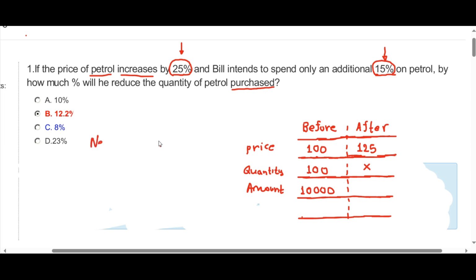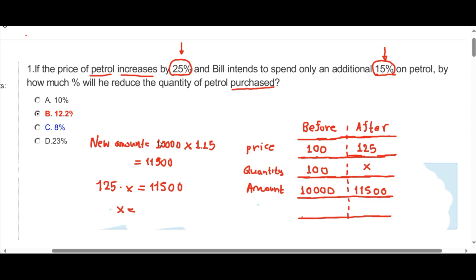But I know that the new amount that I pay is 15% more than my old amount. So the new amount is the old amount increased by 15%. As we know from our methodologies, it's multiplied by 1.15. So this is 11,500. So you put here 11,500, and you know that the price times quantity now will be 11,500. So what I have is 125 times x equals 11,500.